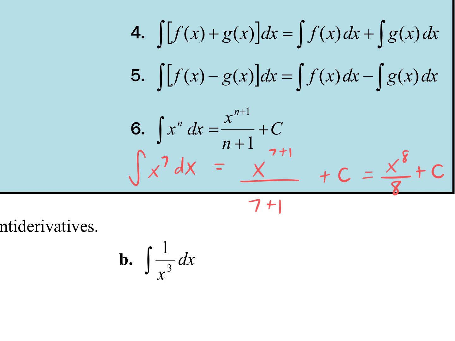Now, if I took the derivative of this, the derivative of x to the 8th divided by 8, I would get 8 divided by 8 times x to the 7th power, right? Which is exactly what we started with. They're inverses of each other. So we're going to use this formula to evaluate some antiderivatives. When I say antiderivative, when I say integral, those things all mean the same thing.